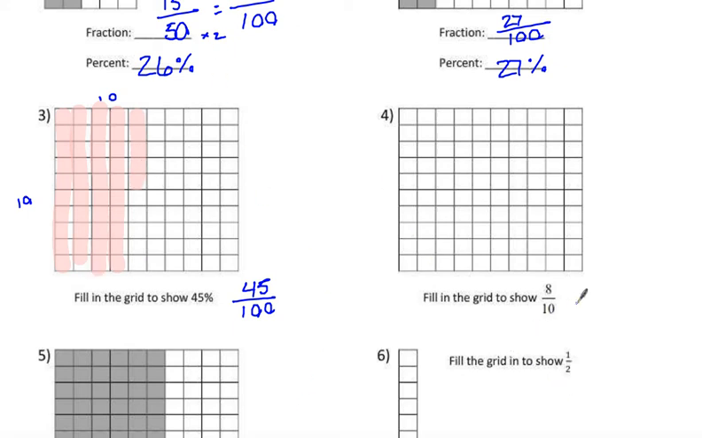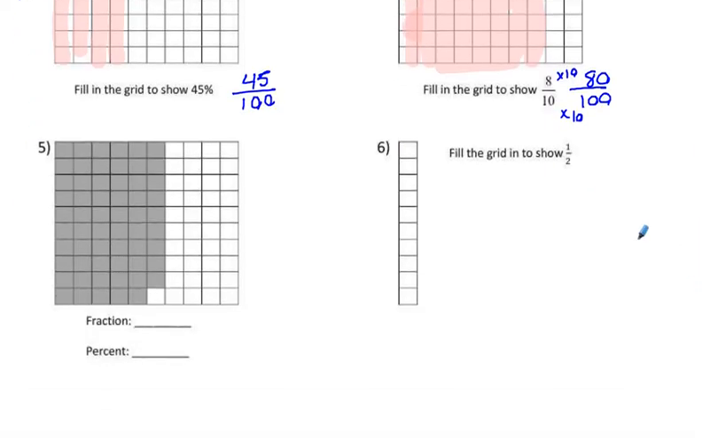And then for the next one, I have to do 8/10. The denominator needs to be 100. 10 times 10 is 100. 8 times 10 is 80. So I'm going to shade in 80 pieces. 10, 20, 30, 40, 50, 60, 70, 80. So all that should be shaded in of your grid.